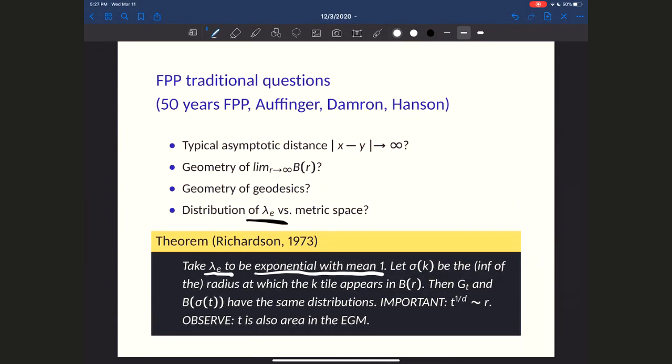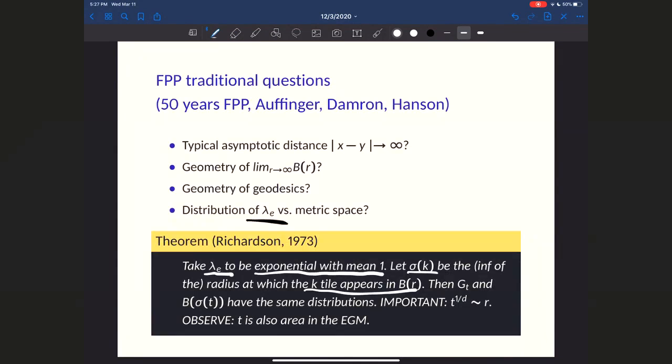And then you define these variables. So these variables, sigma k, is going to be the infimum of the radius at which you have k tiles in the ball of radius r. So now we are forcing how many tiles we want.